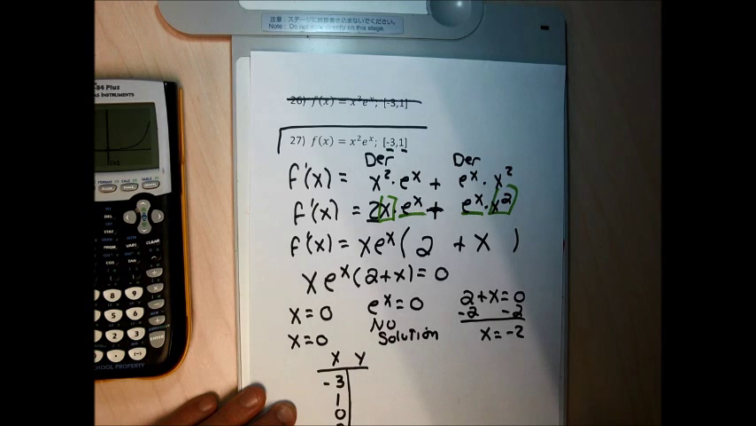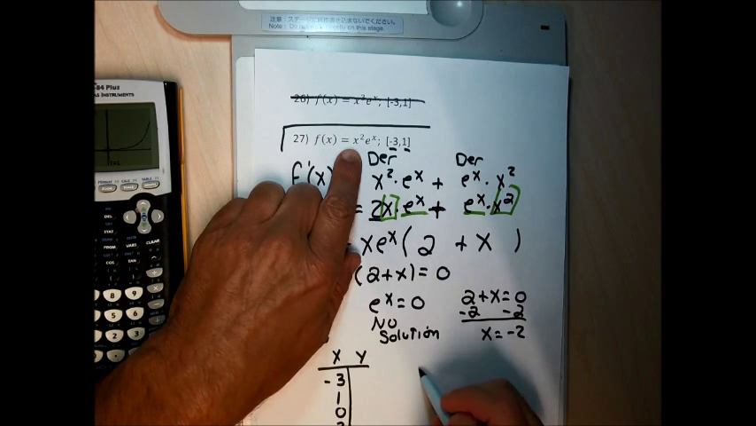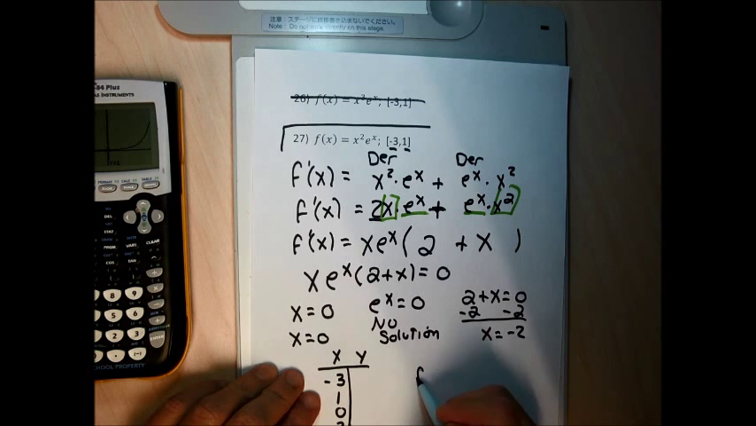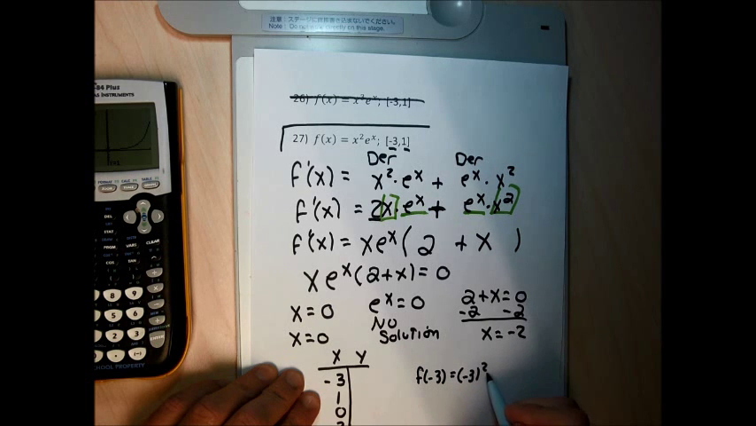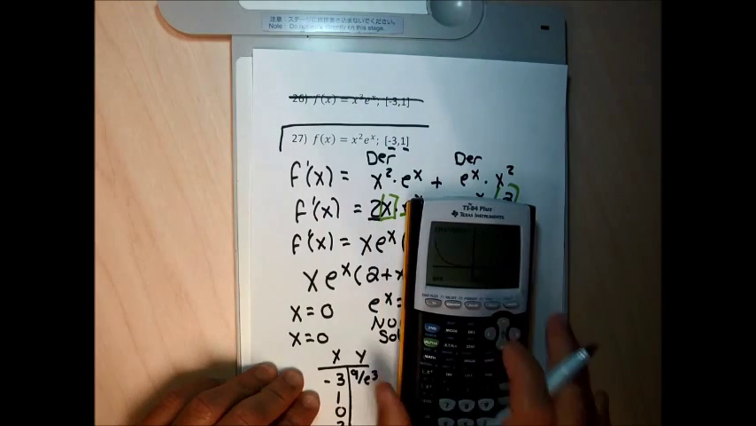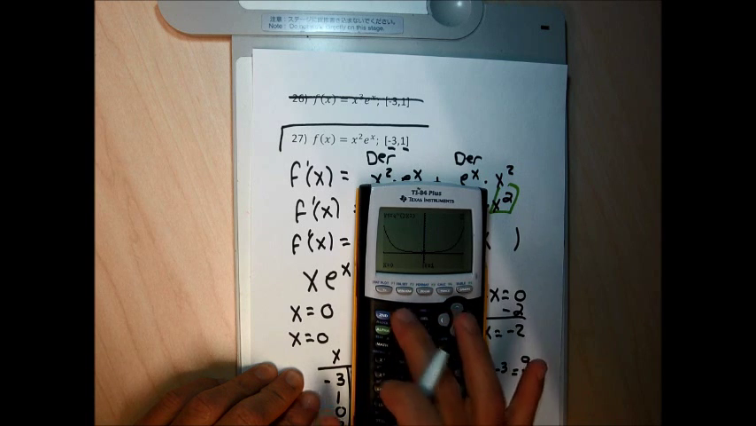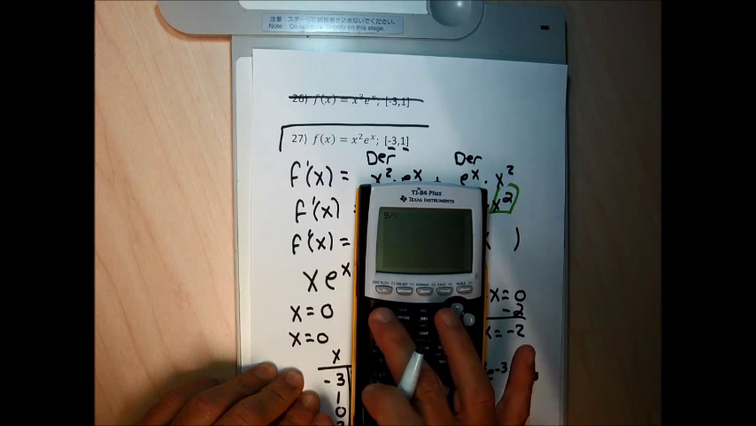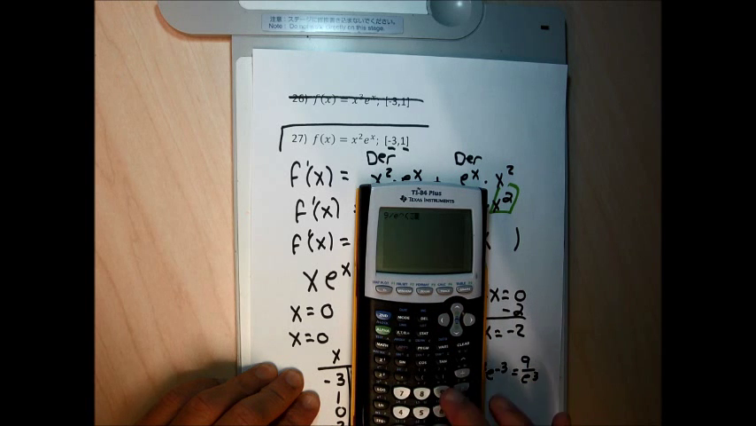For each x, I'm going to get a y by using the original function. So for negative 3, I'm going to go f of negative 3 equals negative 3 squared times e to the negative 3. Negative 3 squared is positive 9. The e to the negative 3 will be made into a positive exponent by moving it to the denominator. So the y coordinate for x equal to negative 3 is 9 over e cubed. I'm going to get a decimal equivalent for that by going to my main screen and going 9 divided by second ln e cubed. And my decimal is, I'll say 0.45.